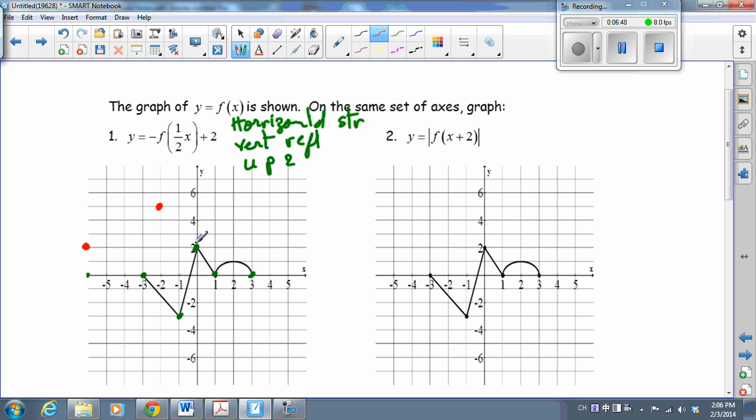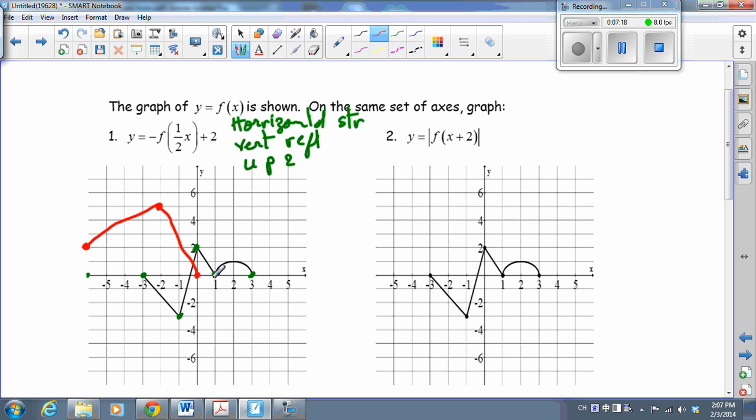f of 0 normally is 2. In order for me to put 0 here, well, 0 remains 0. So if I plug in 0 here, I still get 0. And instead of having 2, f of 0 is 2, so -2 plus 2 is 0. So far, I know that my equation will look like this. Now I'm at this point.